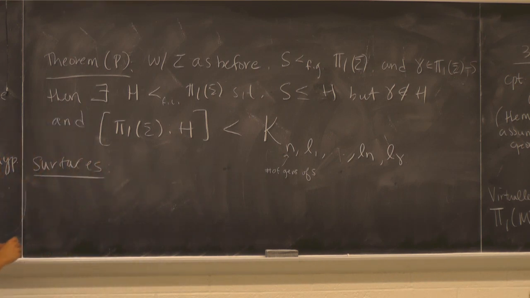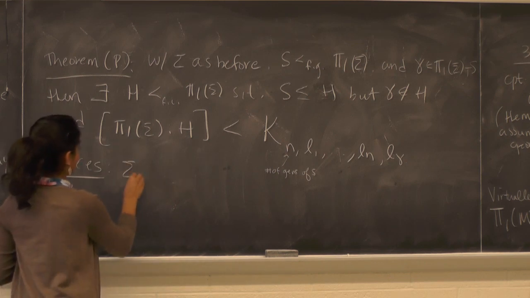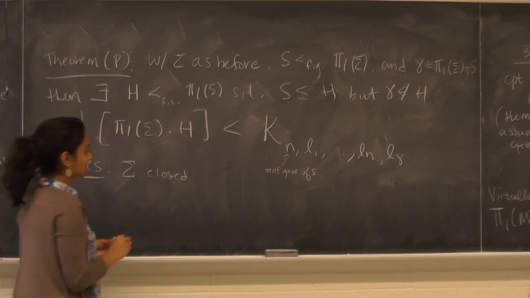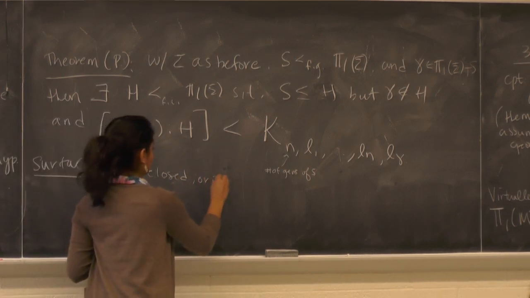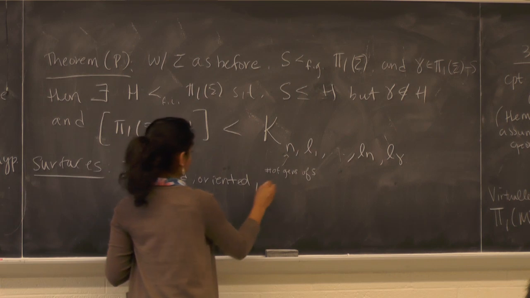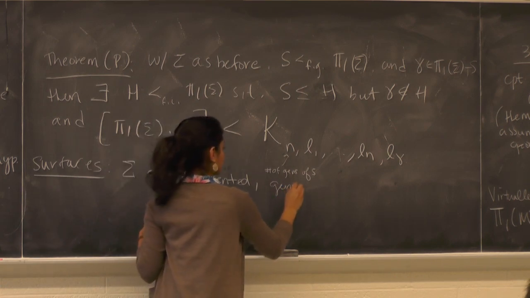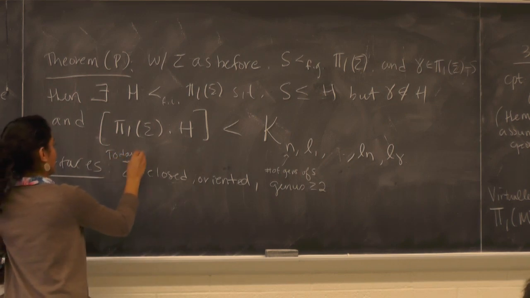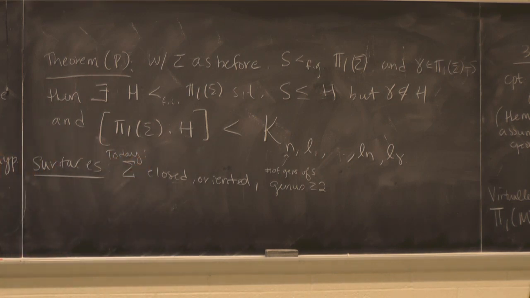Just for convenience, today I'm going to let sigma be closed and orientable, so oriented, and its genus is g. This is just for today. The first thing I'll do is say something about the metric. In all these statements, I'm saying there exists a metric, and obviously that metric winds up being important. So let's start off talking about that.